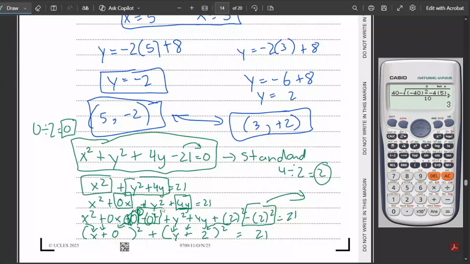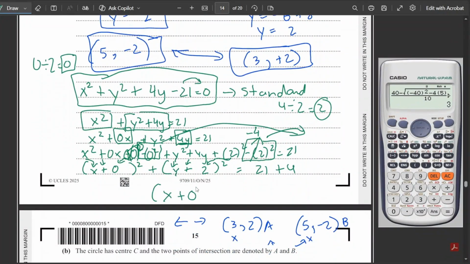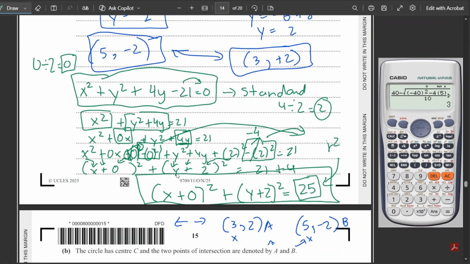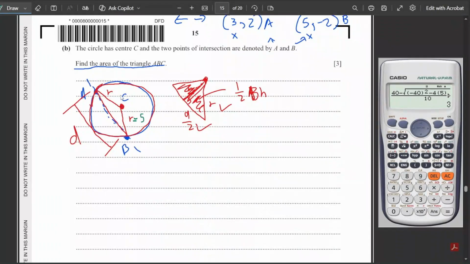Now you have 21. What about this minus 0 squared, and what about this minus 2 squared? You basically take them to the other side of the equation. Taking 0 means nothing, but 2 squared is 4, so this is minus 4. You're taking minus 4 to the other side, and it's going to become plus 4. So what you have is x plus 0 squared plus y plus 2 squared equals 25. So how do you find your radius? This equation is now in its standard form, and therefore the constant term over here represents r squared. So if you want to find r, you just take the square root of 25, and that's going to be 5. That means that the radius is equal to 5.